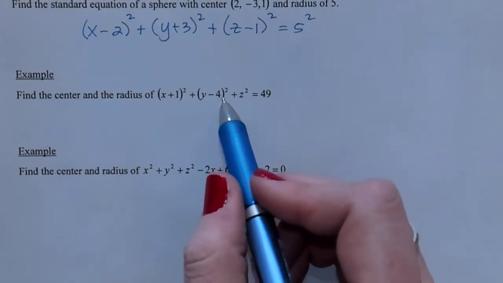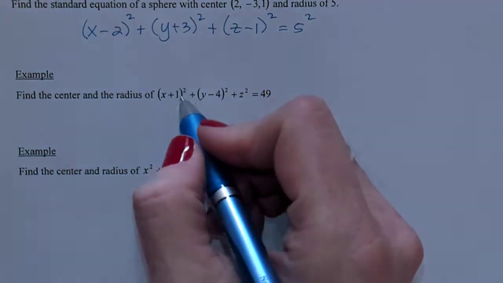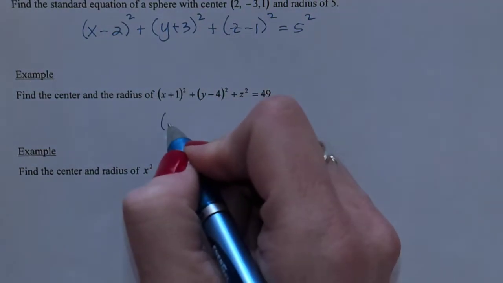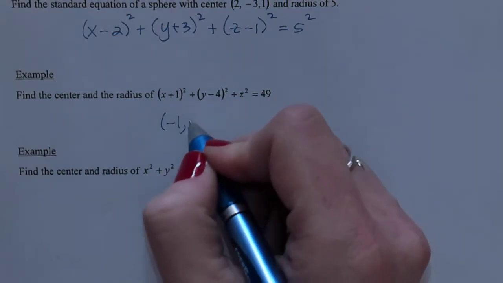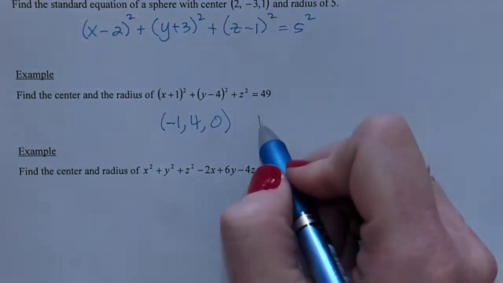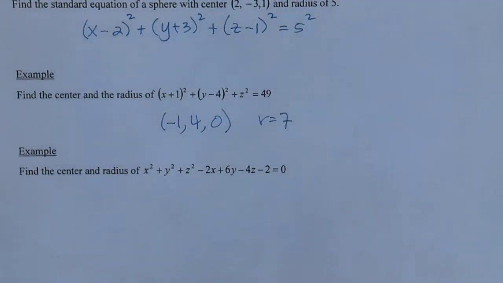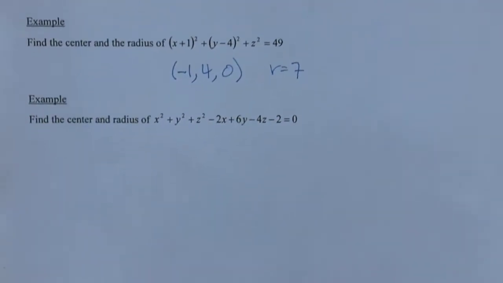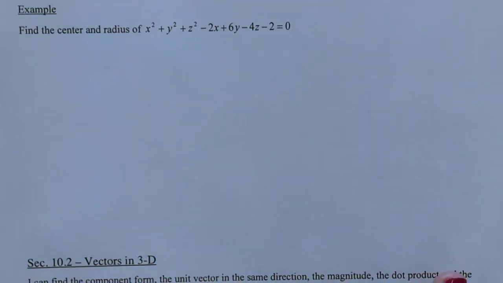Next off, if I gave you the equation, could you pull out the center? So you just do the opposite of what's in parentheses. -1, a +4, and z has nothing with it, so that's a 0. And then your radius is not 49, it's 7, because you need to root it. Those are all nice and easy as long as you have the equation all factored out for you.